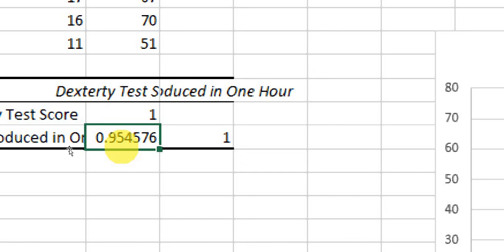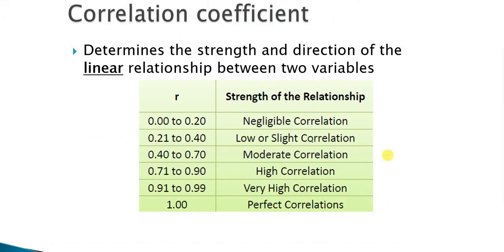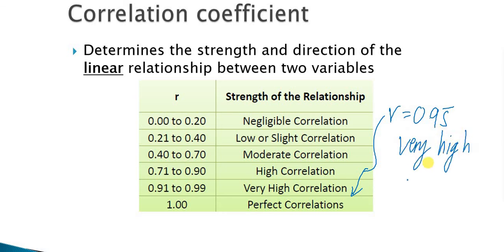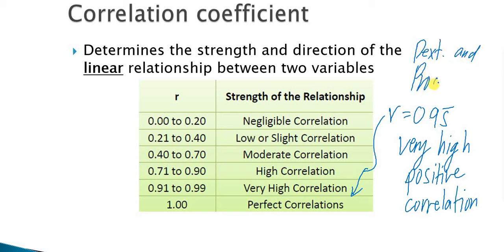And if we go back to our table a while ago, we can note that if our R is equal to 0.95, it has a very high and positive correlation. So the strength of our relationship between the dexterity and productivity is described by R equals 0.95, which means it's very high and it's a positive correlation.